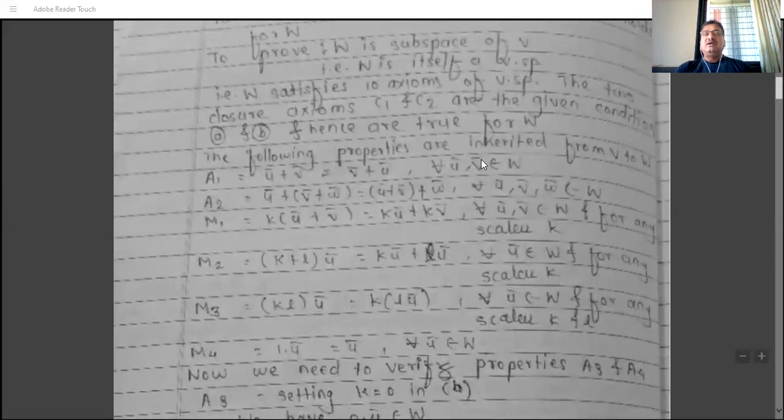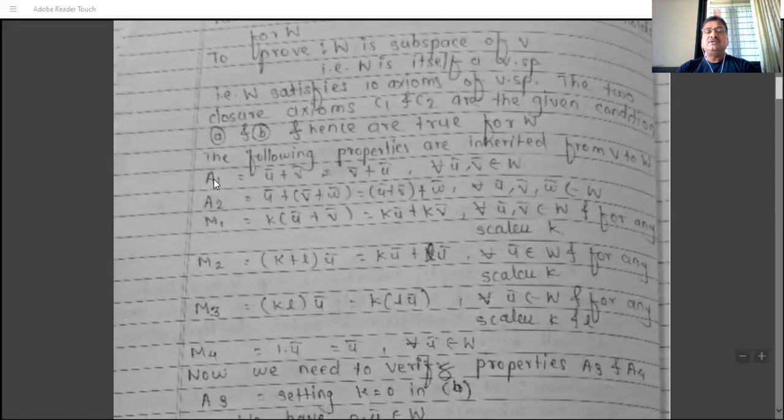What are those? The properties A1, A2, A3, A4, and M1, M2, M3, M4. The following properties are inherited from V to W, so no need to prove these properties. These are inherited from V to W. These properties are true for the elements of W as the elements of V, as V is a vector space, and that's why all the elements of vector space V satisfy the 10 properties.